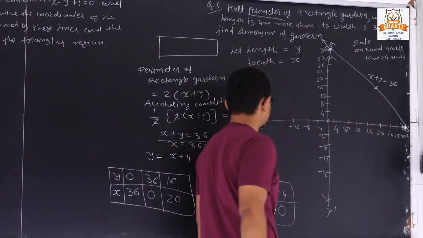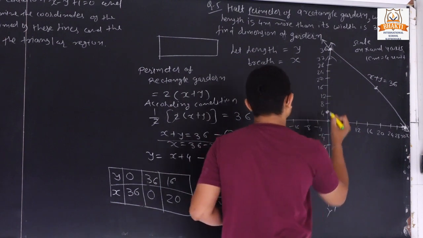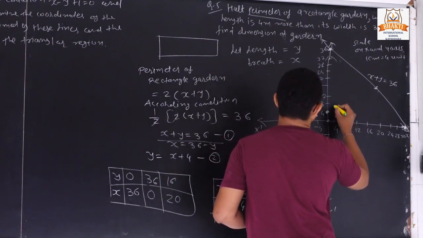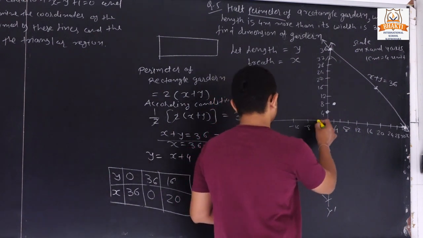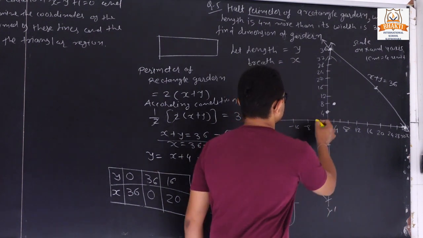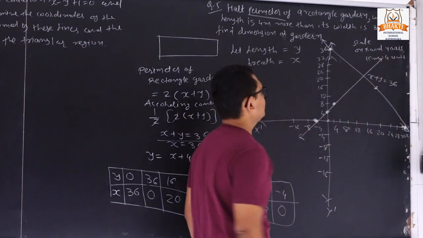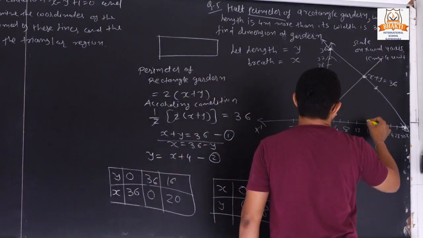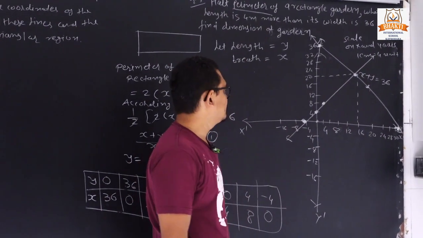Now next, x is 0, y is 4, so it is here. Then 4 comma 8: x is 4, then y is 8, so it is here. Then x is minus 4, y is 0, so it is here. So the graph is like that. Clear? So it means what? They are intersecting here, at 16 comma 20.